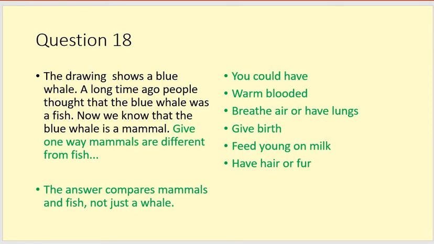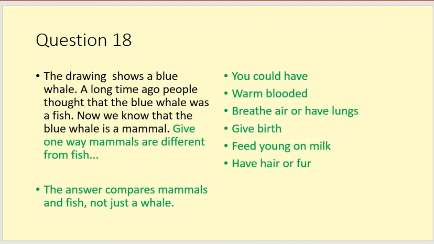You could say that they breathe air or they have lungs. Air is a gas. When you have fish in the water, they're breathing dissolved gas, not quite the same. You could say they give birth. Fish lay eggs. Mammals have babies, just like cats, dogs and humans. You could say they feed their young on milk, which again is something that only mammals do. You could say they have hair or fur. You can't really see it on the whale, so that probably isn't something you would think of. But these are all possibilities.